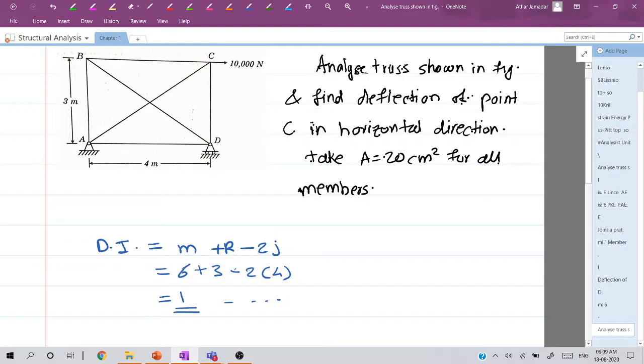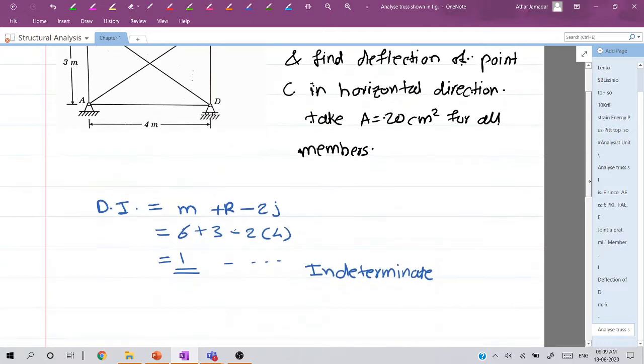So we can say that this truss is an indeterminate truss. Because the DI value, or degree of indeterminacy, is equal to 1, we can say that this is an indeterminate truss to the first degree. How have we determined that? Because DI is equal to 1. That's why we are saying that this truss is indeterminate to first degree.